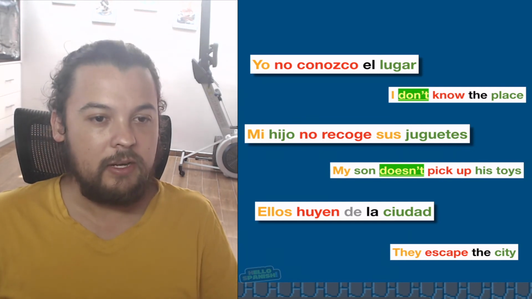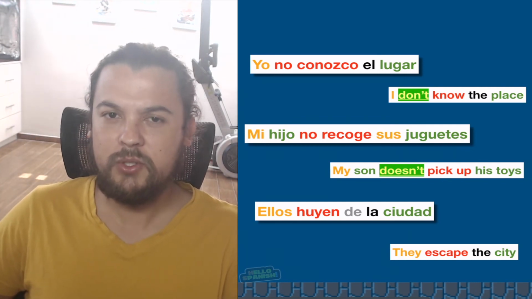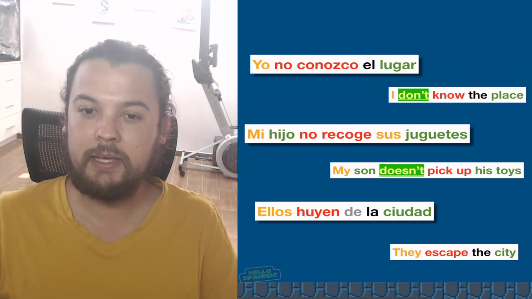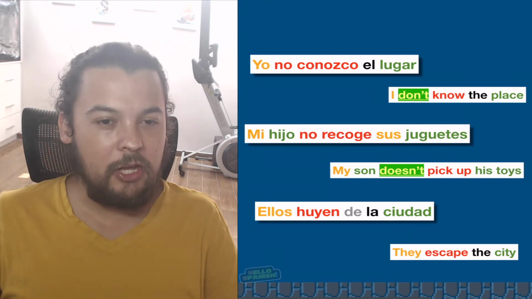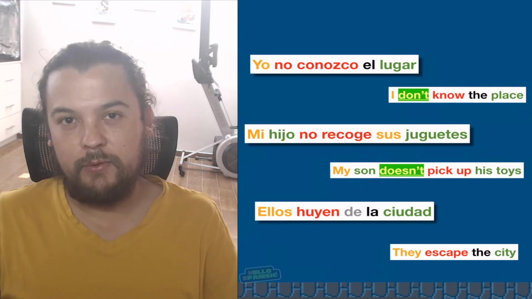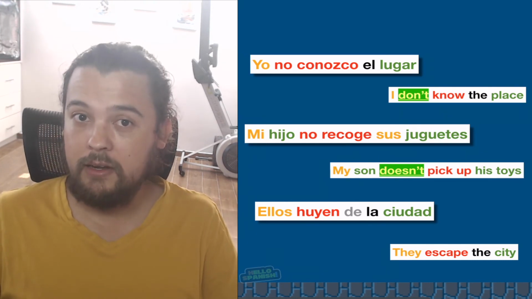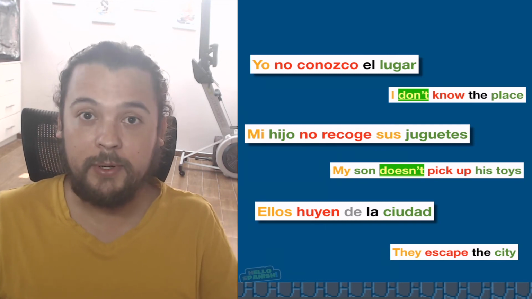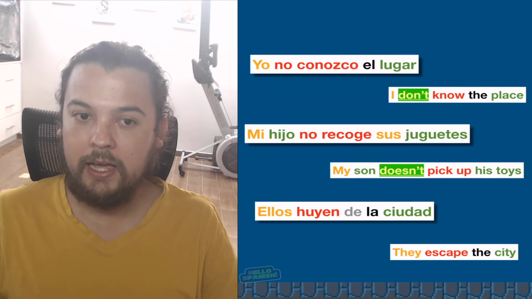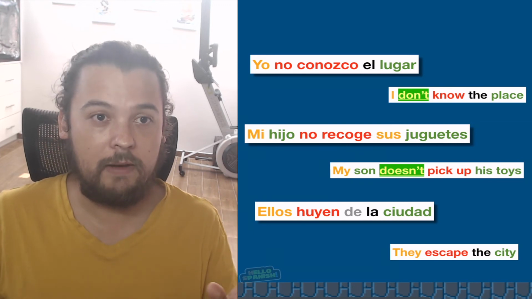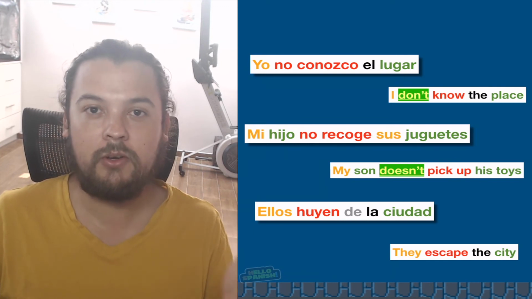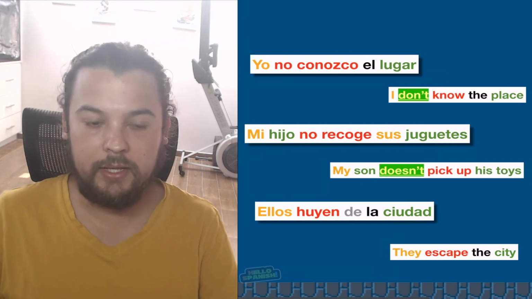Second, mi hijo no recoge sus juguetes. Recoger is to pick up. So my son doesn't pick up his toys. Now here, the original verb is recoger, but it's conjugated in the he form, mi hijo. So you just put it as a normal verb. If it would be I, then you would need to change the O, but also the G to a J. So here it's just mi hijo no recoge sus juguetes.